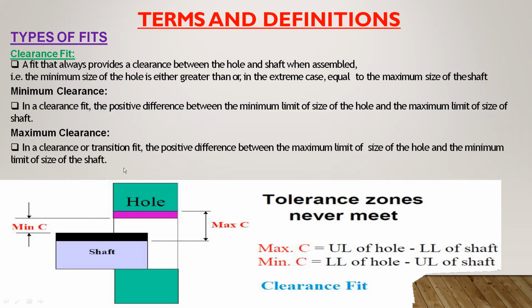And in the maximum clearance, you can see the difference between the maximum limit of the size of the hole and the minimum limit of the size of the shaft. That is known as the maximum clearance. In a clearance or transition fit, the positive difference between the maximum limit of size of the hole and the minimum limit of size of the shaft is known as the maximum clearance. So these are the two types of clearances we have seen in the clearance fit.